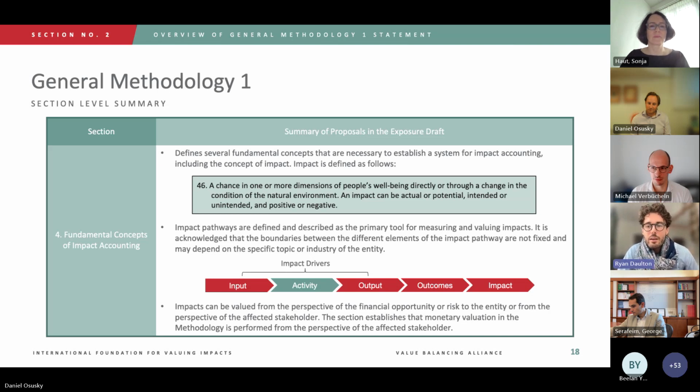And then lastly, as we think about the perspective of valuing impacts, impacts can be valued from the perspective of the affected stakeholder. How much does it cost the consumer or the worker? Or from the perspective of the enterprise itself. In the methodology, as we develop impact pathways, they will be valued from the perspective of the affected stakeholders, so that when combined with financial accounting, provide a comprehensive view of the societal value created or destroyed by an entity.